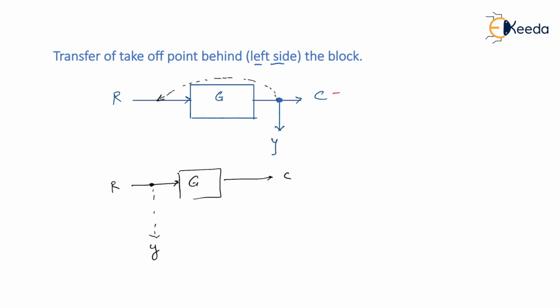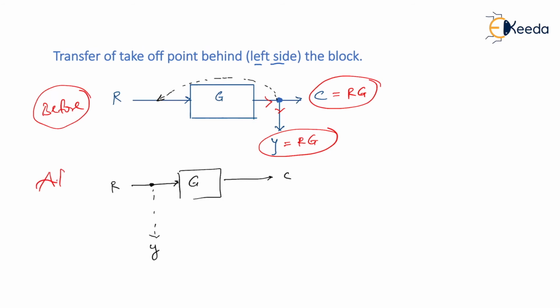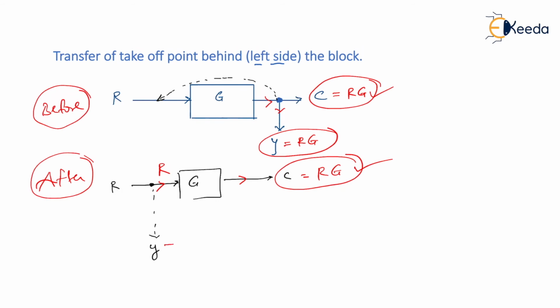So before shifting, what was the output? Output was simply R into G, and as you can see, Y is supplied from the same, so Y is also equal to R into G. This was before shifting. Let us see the after effect, that is after shifting. Here C remains unaffected because R is input, G is transfer function, C is equal to RG. There is absolutely no problem with C. We are happy with C. But are you happy with Y? Here Y is directly taken from R, so it would be simply R. Can you see that G is missing?